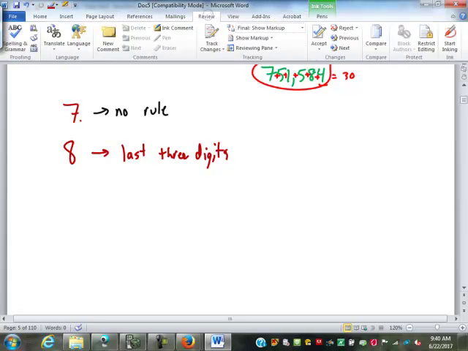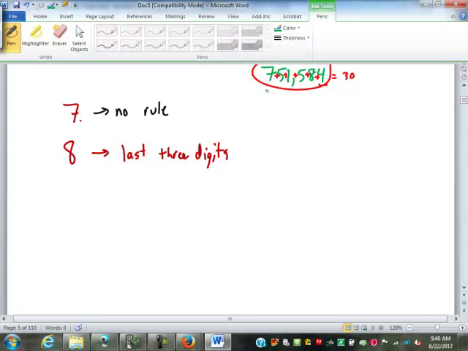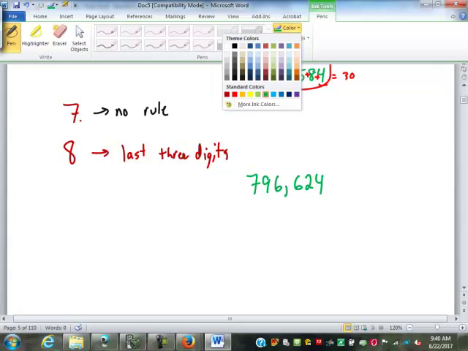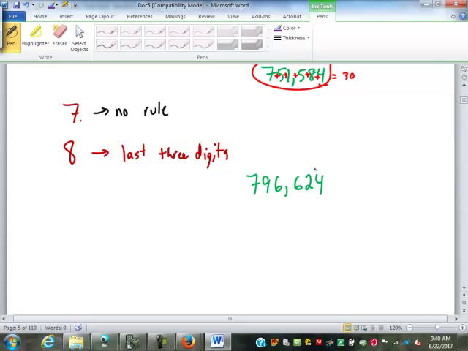I'll get back here. So if I have something like this, 796,624. That would be divisible by 8 if 624 is divisible by 8. Anybody know off the top of their head if that's divisible by 8? Yeah, it is. 624 is divisible by 8.